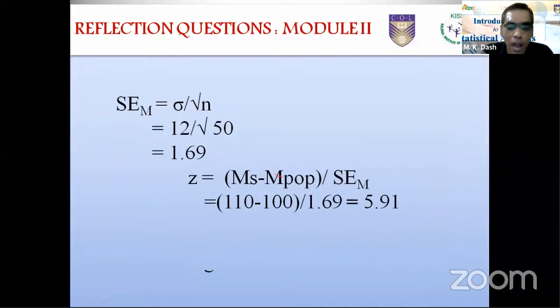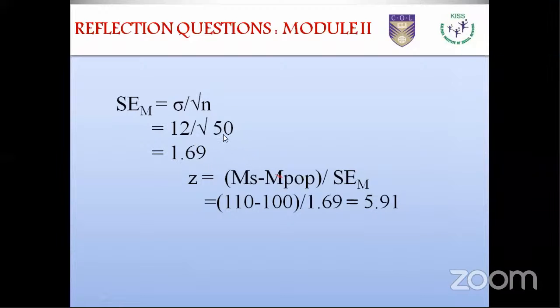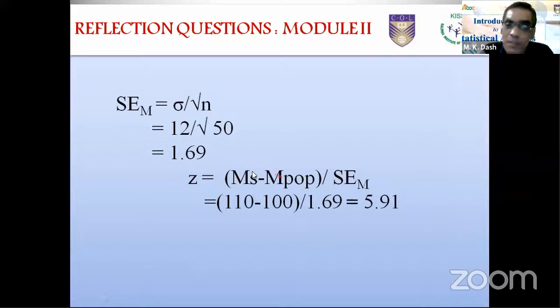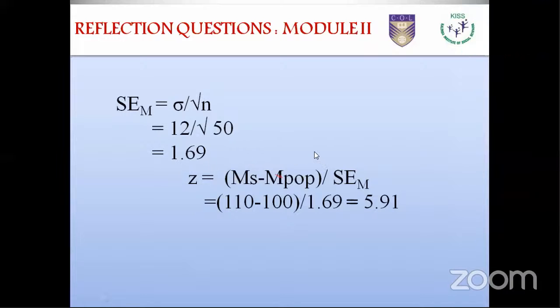Agree. Come to the standard error of mean. You know how to calculate the standard error of mean. Standard deviation is given. Yes, 1.69. Find out the Z value: D by SEM. D is 5.91. Yes, 5.91. This much is clear.